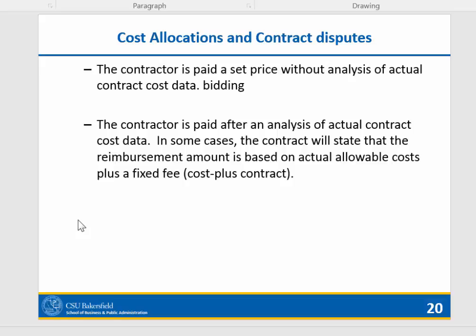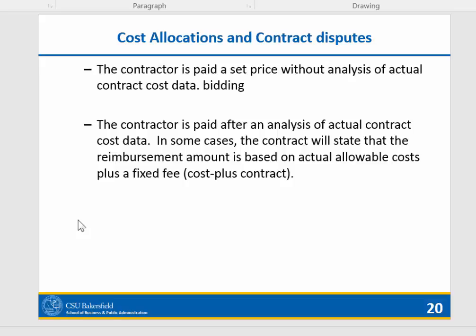The first topic is very short. It's about cost allocations and contract disputes. So basically we're talking about, for the contractor, how are we going to pay them? How are we going to allocate the cost and these issues? I will just go through some of the bullet points quickly, and you might want to read the pages in the textbook. The idea is very simple. It does not have a lot of quantitative things.